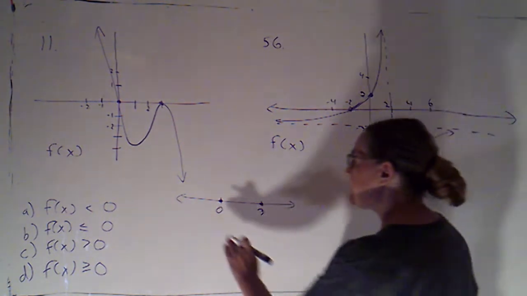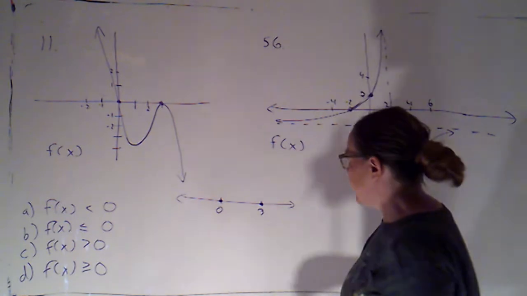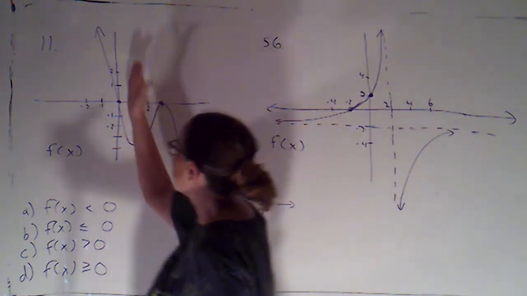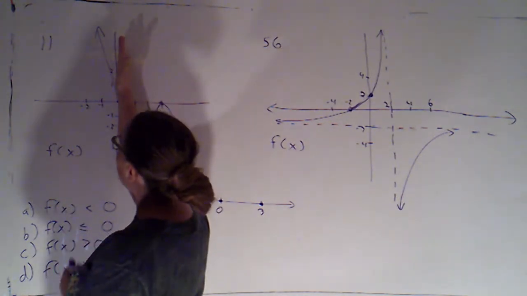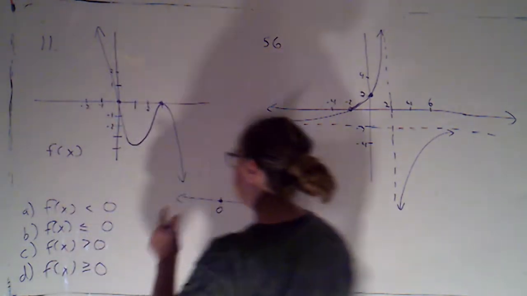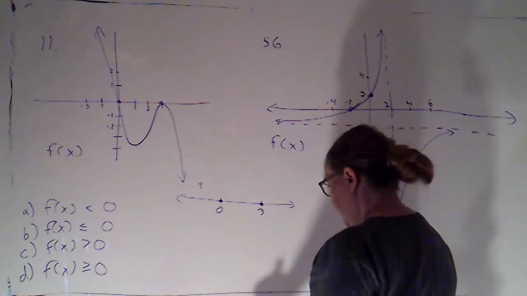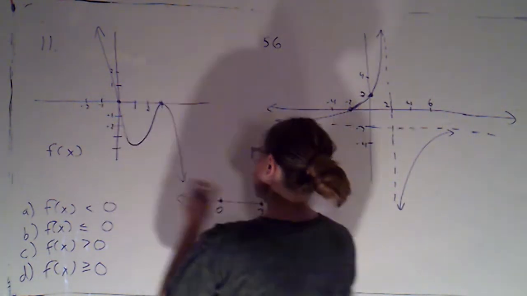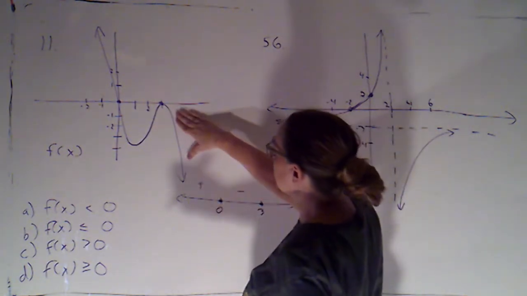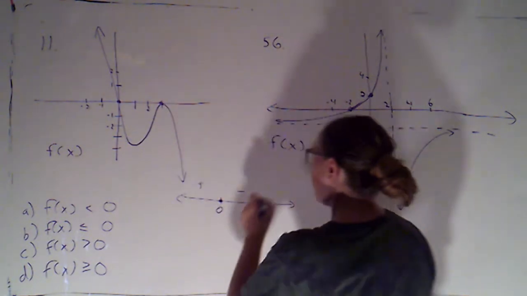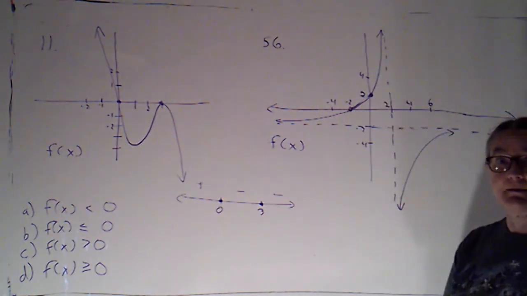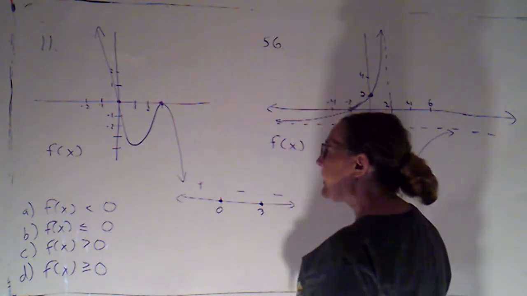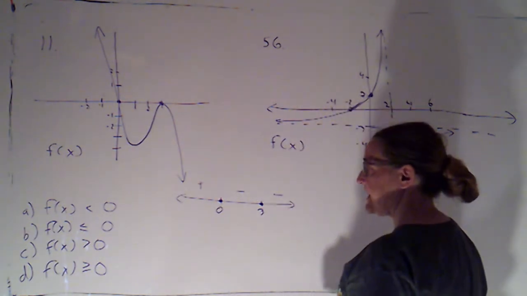Okay, now that divides this number line into 3 sections, and that divides this graph into 3 sections. To the left of 0, I can see my function is up here. It's positive. Between 0 and 3, we're looking at this portion of the graph. That's negative. And to the right of 3, this portion of the graph, that's going to be negative again. Okay. All right. So for part A, where is f of x less than 0?